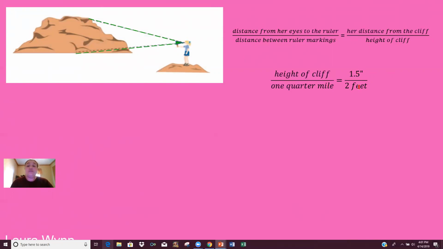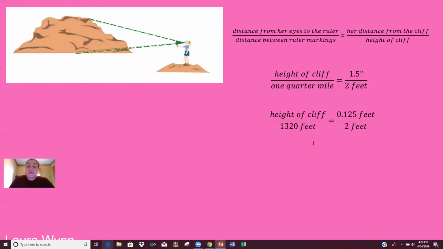In order to solve this, we're going to have to convert our measurements into the same unit. We can't have a mile, inches, and feet. Let's all make it into feet. So to figure that out, for 1/4 mile, that's actually 1,320 feet. 1.5 inches is 0.125 feet, and then 2 feet.